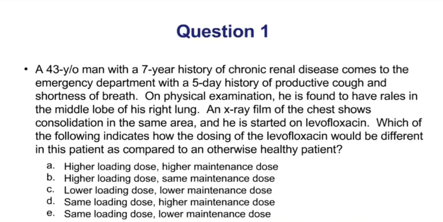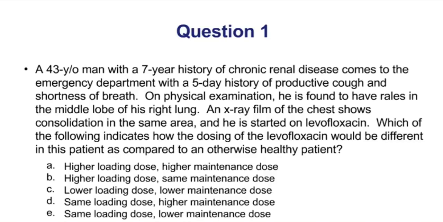In this question, we've got a 43-year-old man. It's really important to notice that he has a 7-year history of chronic renal disease. That's really the key. He started on the drug levofloxacin. And really what we want to know in this question is how is the dosing of this drug going to be different in a patient with chronic renal disease compared to an otherwise healthy patient.